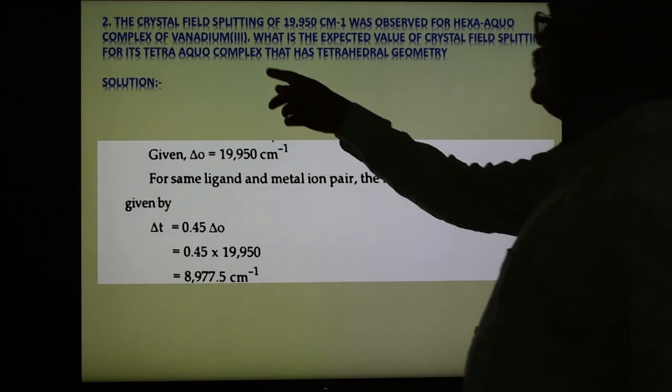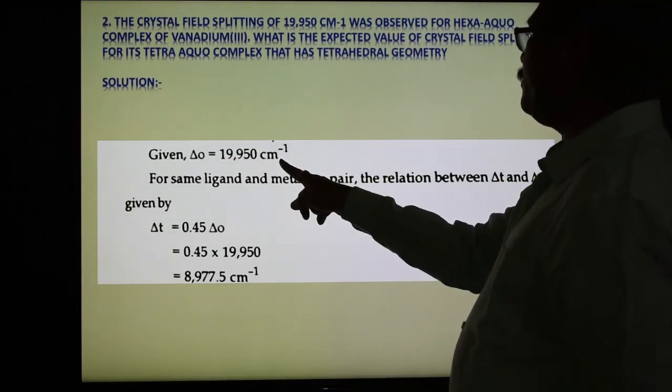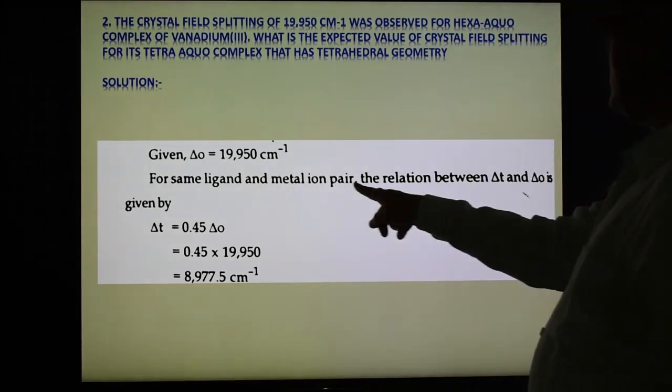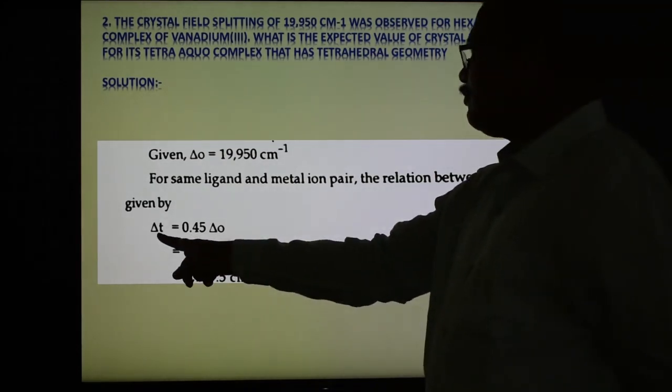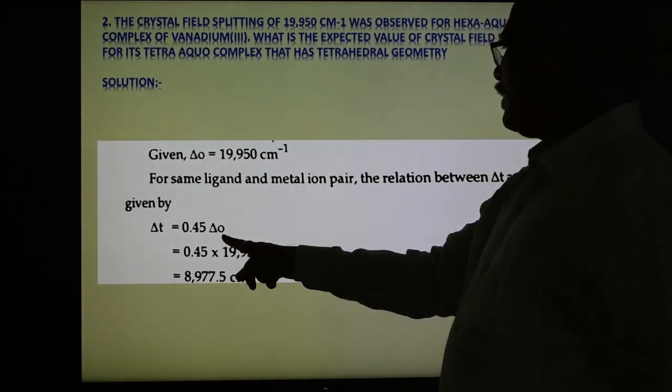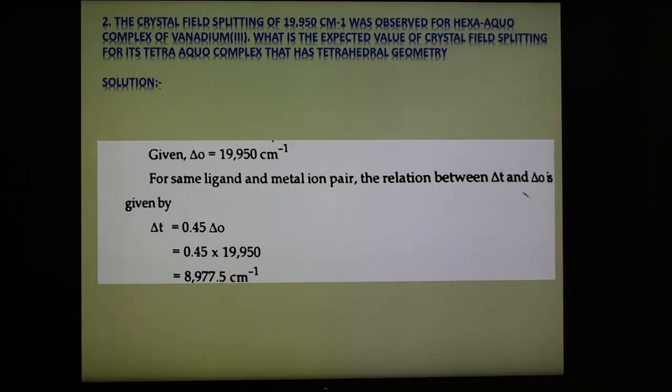Another example is that a crystal field splitting of 19950 cm inverse was observed for the hexaaqua complex of vanadium 3. What is the expected value of crystal field splitting for its tetraaqua complex that has tetrahedral geometry? Now the octahedral delta value is given in this problem, and the ligand and metal ion are the same. The relation between delta T and delta O is given, as we already have seen: delta T equals 0.45 delta O. The delta value is given, multiply it and we get this result for delta T.